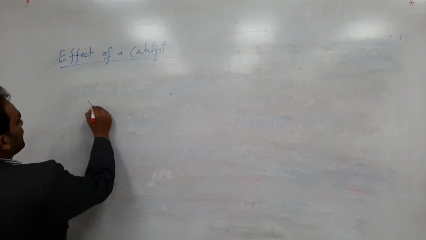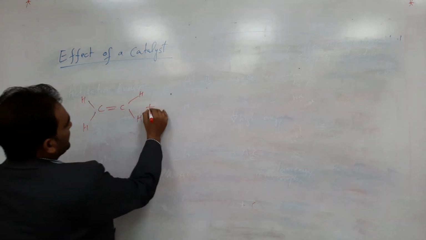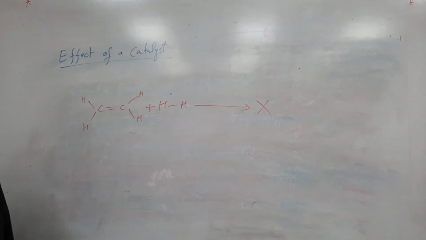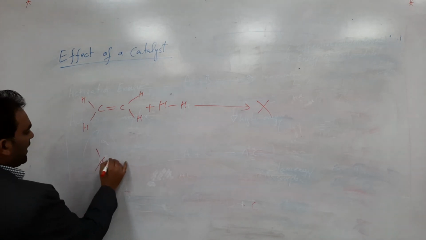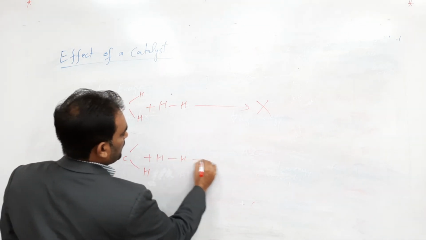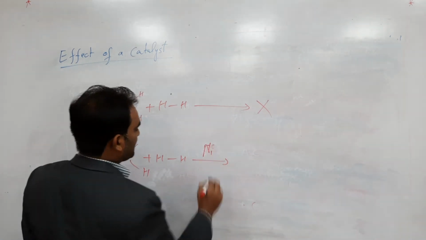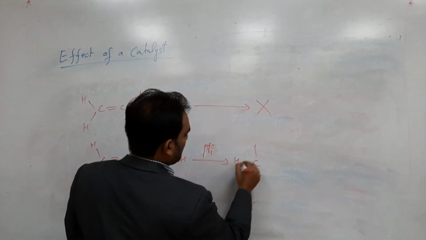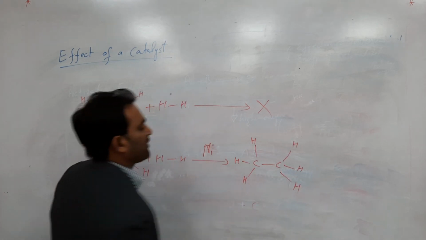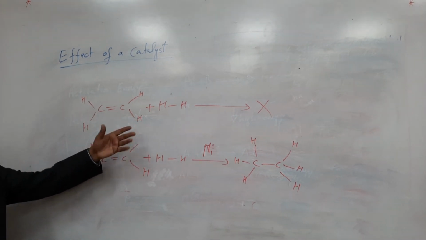For example, you studied this. Without a catalyst, we have no reaction. But when we have a platinum or nickel catalyst, we have this product. So it means that during the reaction there is some problem.